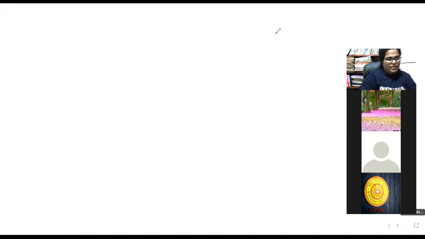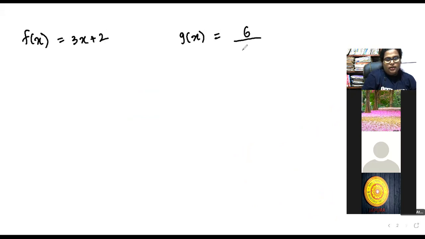Our second question gives f and g functions. Our f(x) function is 3x plus 2 and g(x) function is given as 6 over 2x plus 3. Here the domain is also given. The domain for this f(x) function is real numbers, and the domain for g(x) is real numbers except -1.5.